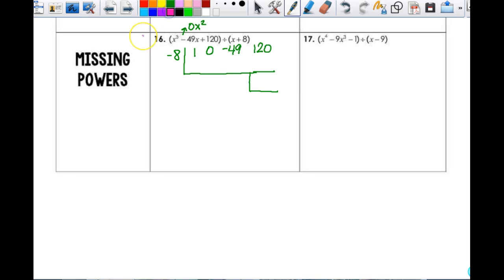Okay. So then bring down my 1. This gives me negative 8. Well, 0 and negative 8 is negative 8. Negative 8 times negative 8 is 64. And then negative 49 and 64 is 15. And then negative 8 times 15 is negative 120. Good. Which means my remainder is 0. So my answer then is x squared minus 8x plus 15.